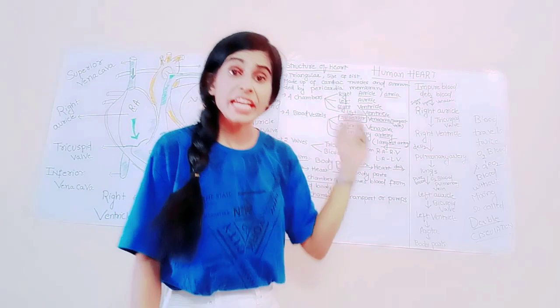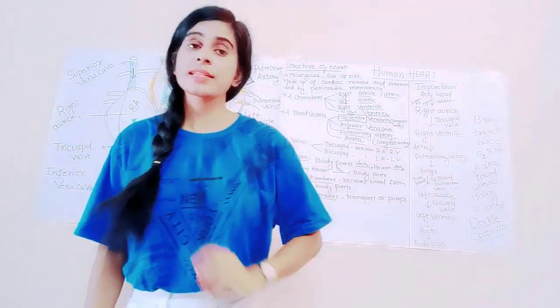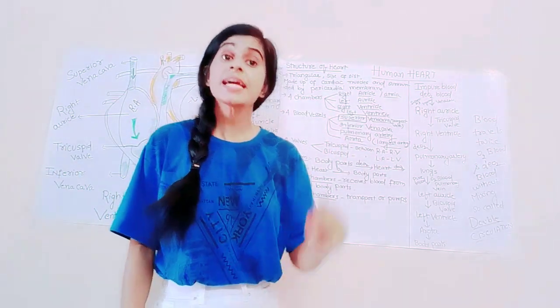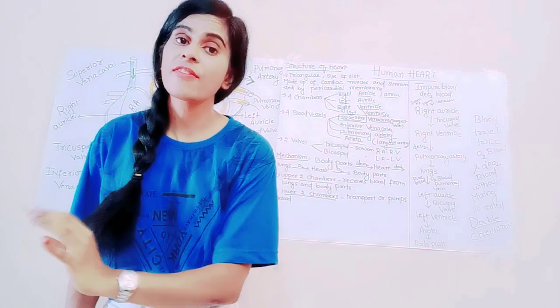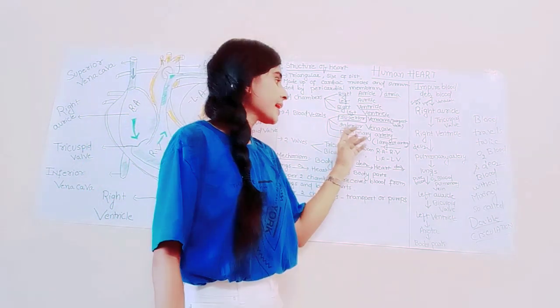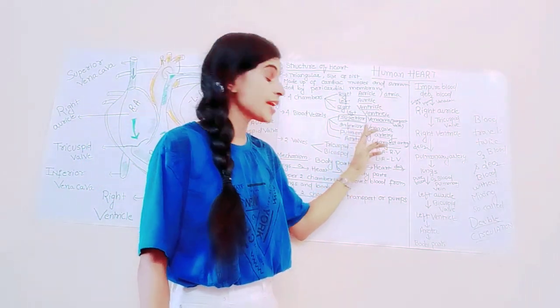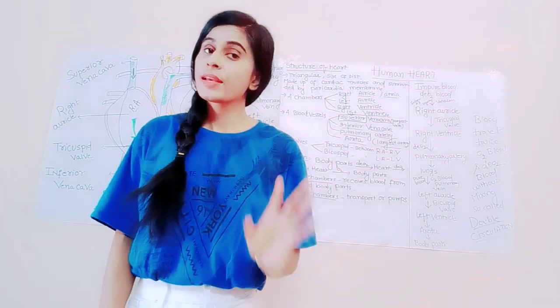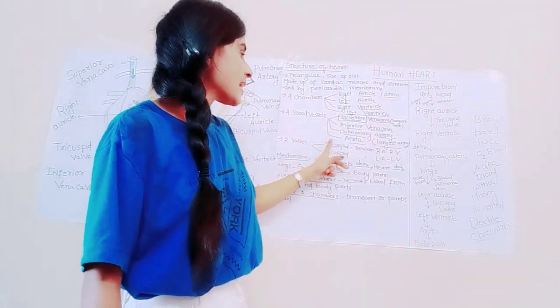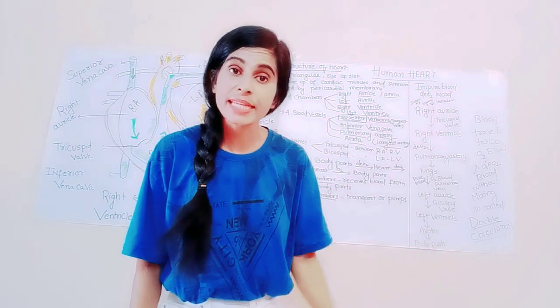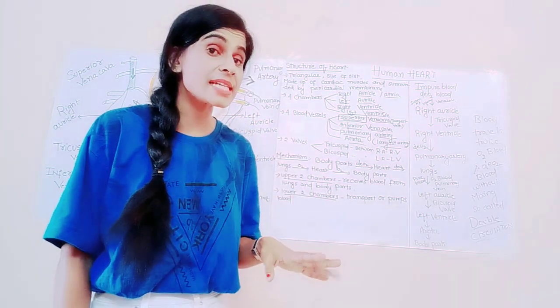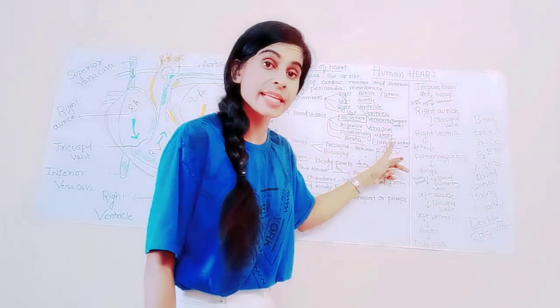The second blood vessel is inferior vena cava. I-N-F-E-R-I-O-R, inferior vena cava. The third blood vessel is the pulmonary artery. What is the third blood vessel? Pulmonary artery.